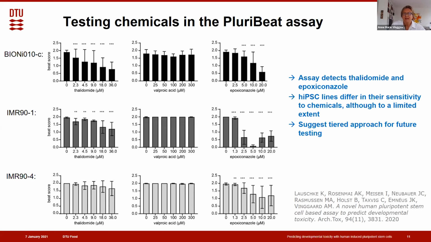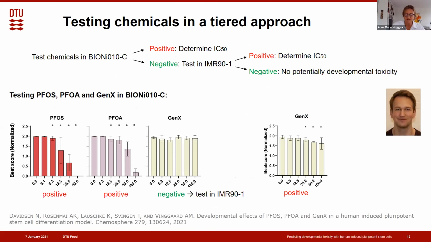And the hiPS line differed to a minor extent. I think overall we got very similar results, except that for the IMR90 clone, it was not possible to have a significant response of thalidomide at these concentrations in that clone. So therefore, we have suggested to use a tiered approach for chemical testing.